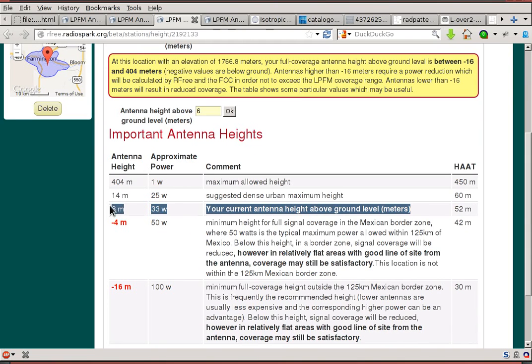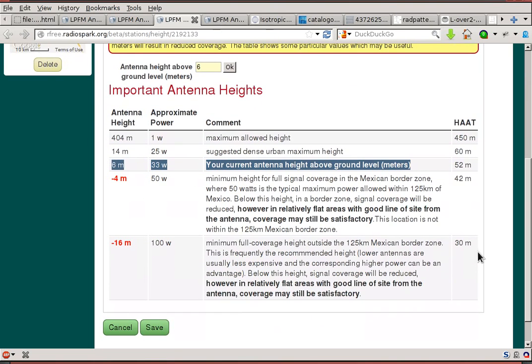And here you can see, here's your current antenna height. It's at 6 meters. It's going to be 33 watts. The height above average terrain is 52 meters at that spot. That's 22 meters more than it was, right? Because we started at 30 or -16. Now we're at 52, which is 6 above the ground. So we went up 20 meters. And let's see what happens now.